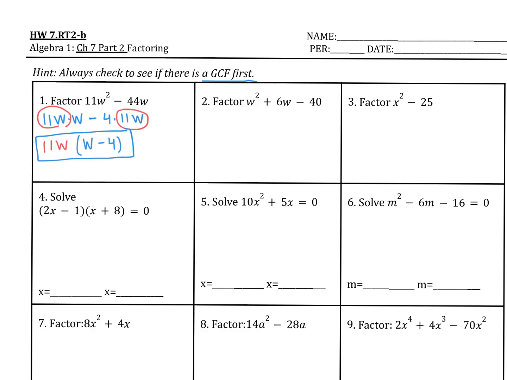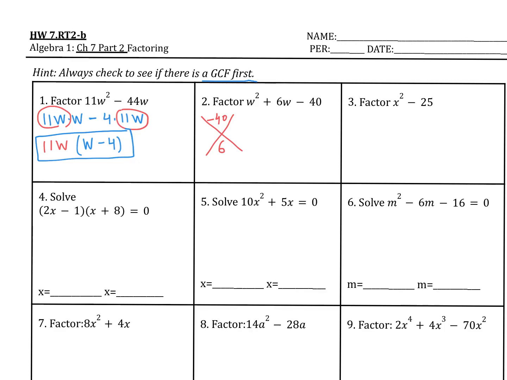So question number 2, you have w squared plus 6w minus 40. So it means that you have a square term, a degree 1 term, and a constant. Anytime you are factoring this where there is no number in the front, you can just apply the cross method, and on the top of the cross is negative 40, on the bottom is 6.